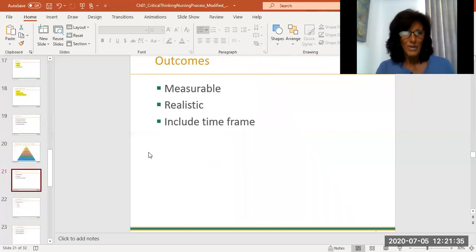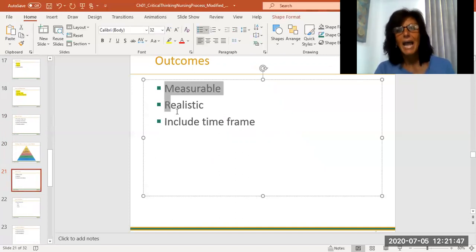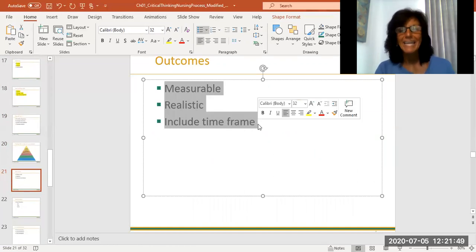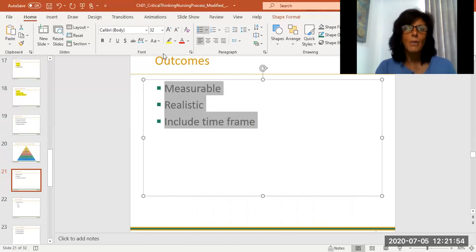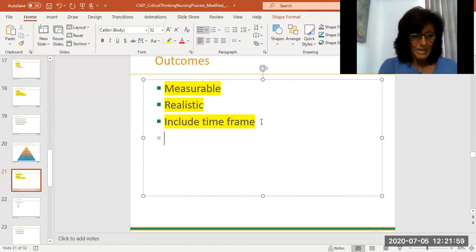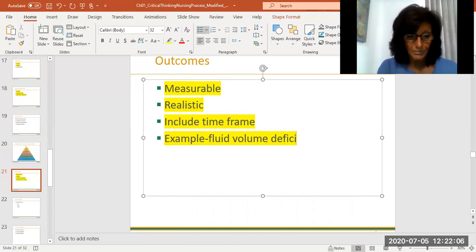Okay. Also, when we talk about nursing care plans, when you get to the outcomes, they have to be measurable. Measurable. I can't say this enough. The outcomes have to be measurable and in a specific time frame. So in other words, I'm even going to put an example here. An example would be, if the patient has a fluid volume deficit, okay? So what would an outcome be?